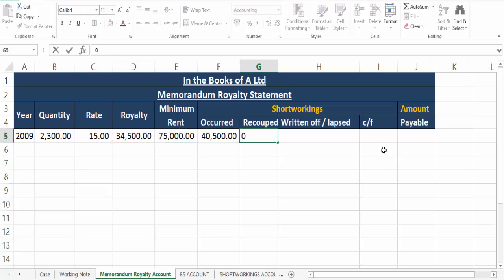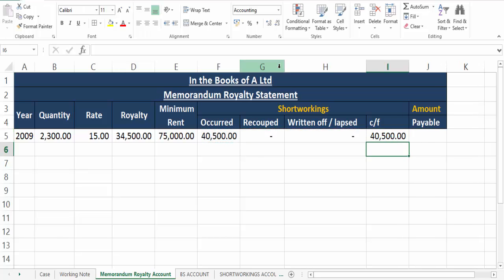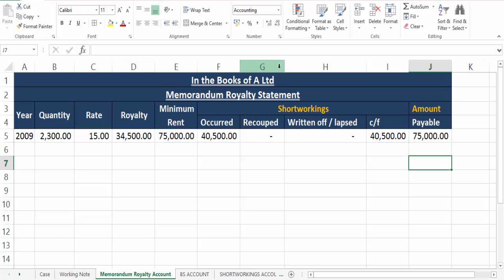And in this year there will not be any recoupment, because being the first year, there is no question of write-off also. So this will be carried forward. Occurred minus recoupment minus write-off will be carried forward. And what is the royalty that is payable? Whichever is higher, so we have to pay minimum rent. So the 75,000 is payable.